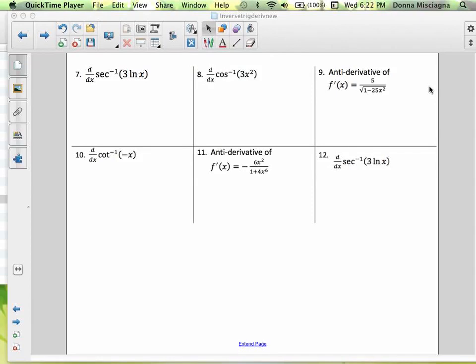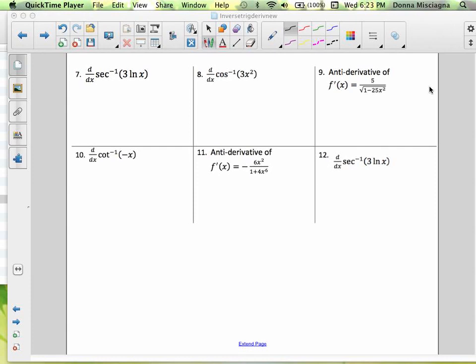Welcome. So let's do some more derivatives of inverse trig functions. I don't think I have room to write the formulas, but I think we'll be okay without the formulas, because we reviewed those in the last video. We've got two challenge problems, finding the antiderivative. We'll do the derivatives first and we'll do those last.